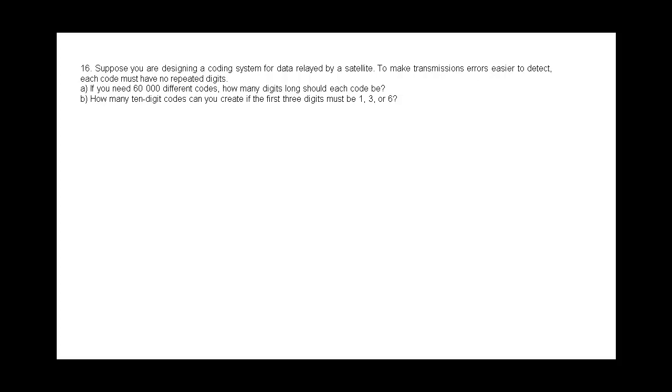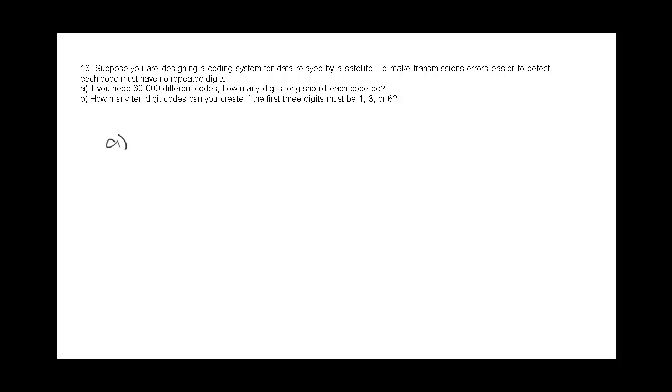All right, this is question number 16. We're asked, you're designing a coding system for data relayed by a satellite to make transition errors easy to detect. You can't have repeated digits, so that's important to know, no repeated digits.